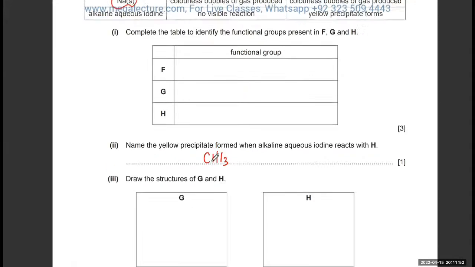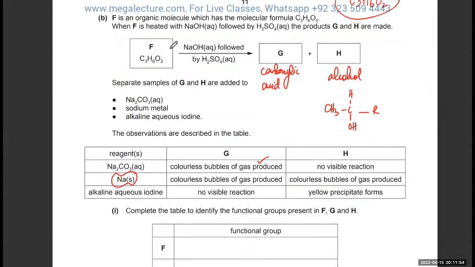Then, draw the structures of G and H. I know it's a carboxylic acid, and it's a 3 carbon atom molecule. If this alcohol has this structure, then there's only 1 carbon atom left, so there is going to be methanoic acid. But how did I know that? Because there were a total of 3 carbon atoms. 2 carbon atoms went here because they had this structure, so 1 carbon atom is left for this molecule.